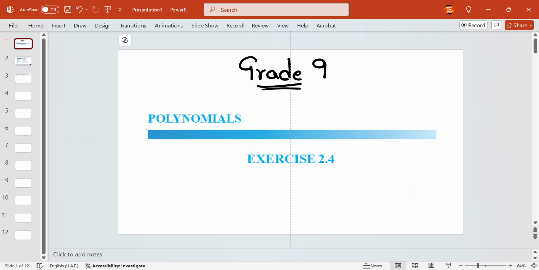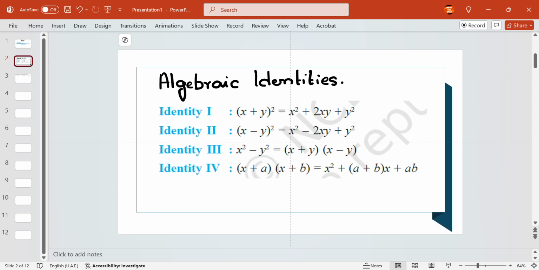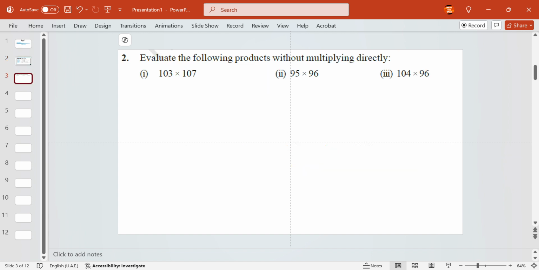So, in this grade 9 textbook exercises series, today we are going to see chapter number 2, Polynomials, exercise 2.4, which deals with algebraic identities. In the last video, we have seen the identities (x plus y) whole square equals x square plus 2xy plus y square, identities 2, 3, 4, and the applications of them. So today, let us see the next question, exercise 2.4.